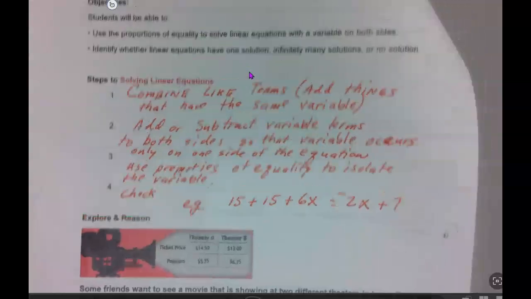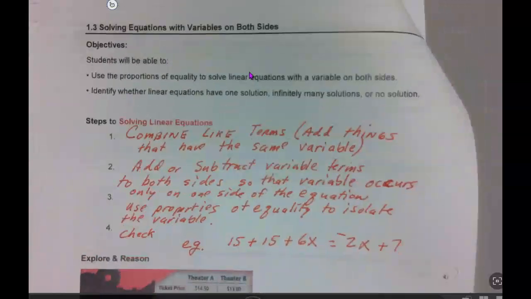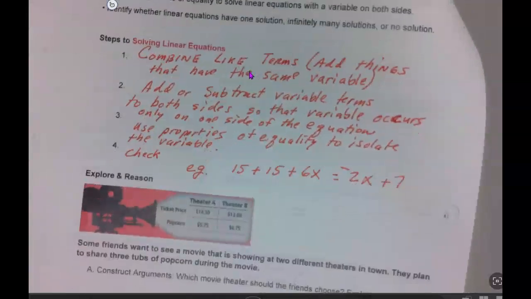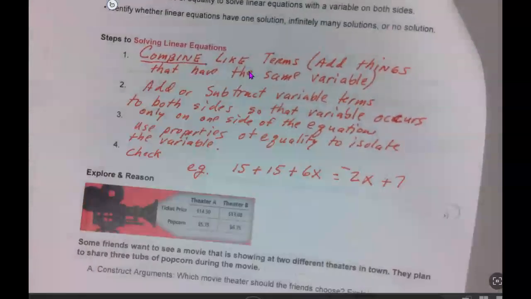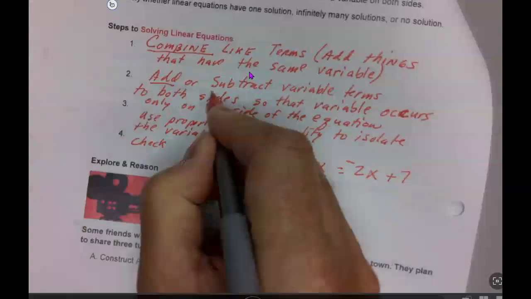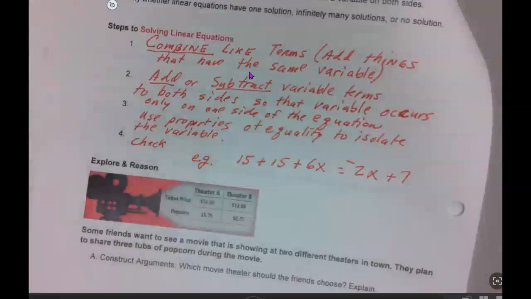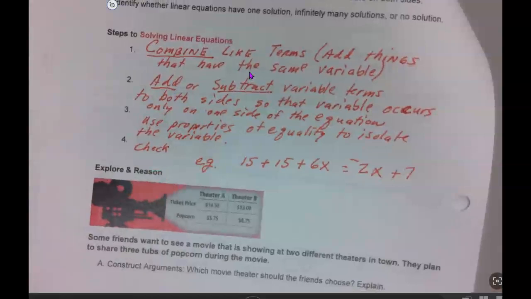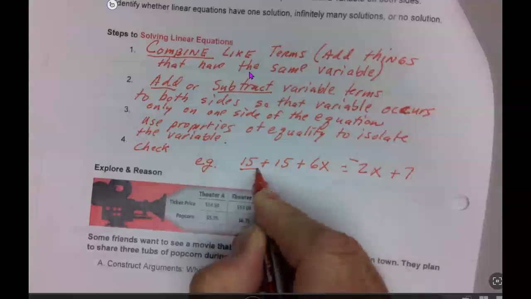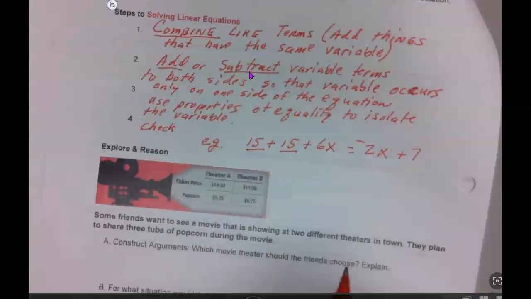Okay, section 1.3, solving equations with variables on both sides. Steps: combine like terms, add or subtract variable terms to get them on one side. Use properties of equality. What I mean by that is add, subtract, divide, or multiply on both sides, and then check. So for example, on this side of the equation, I can combine 15 plus 15.